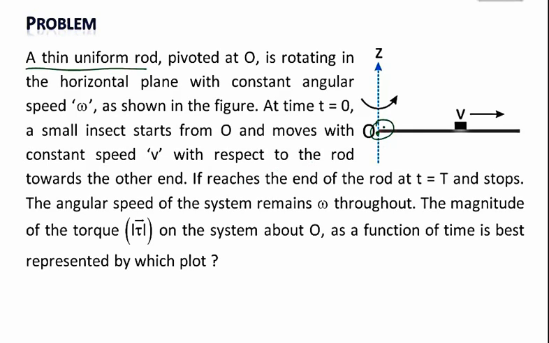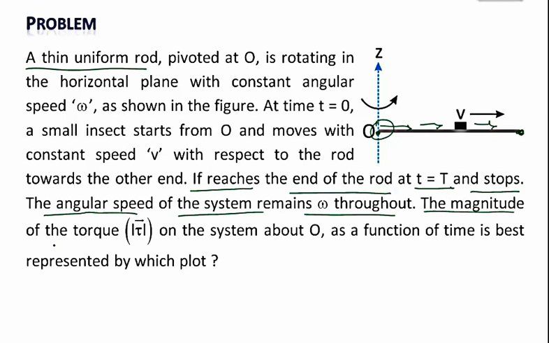Okay, so this insect has started from the point O on the axis, and it keeps on moving with velocity v. This velocity v is constant with respect to the rod. It is going towards the other end. If it reaches the end of the rod at t equal to capital T and stops, then the angular speed of the system remains omega throughout.